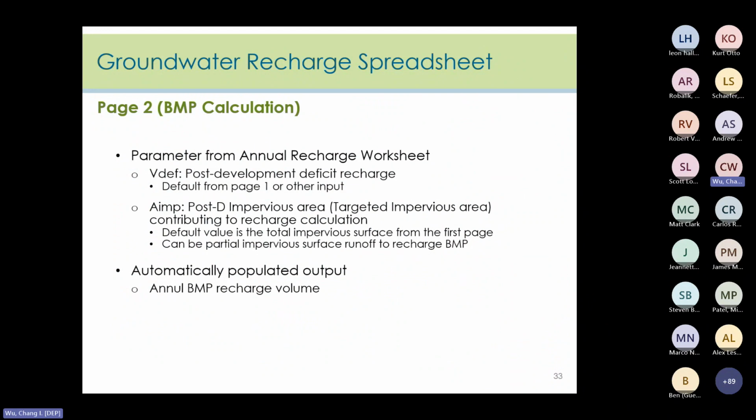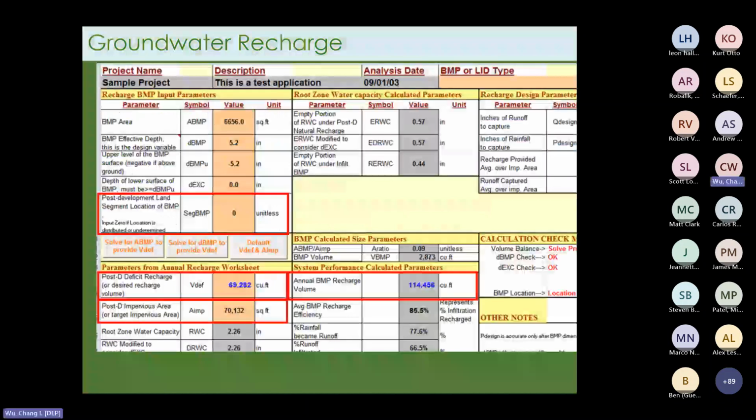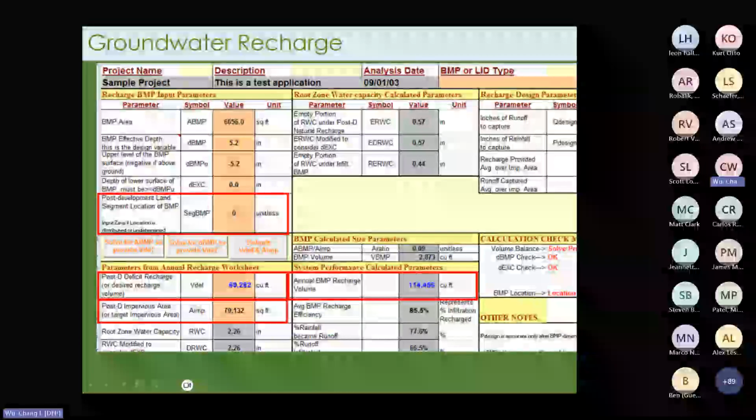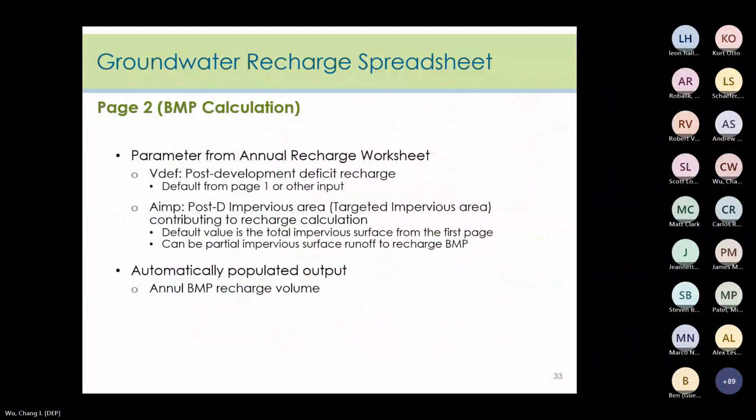Referring back to the previous slides, the letters on the right show the status of whether the calculations are correct. Here on the right you can see the calculation check. There are three buttons: solve for ABMP to provide VDF, solve for DBMP, and the default. VDF and ABMP are not really used in the spreadsheet.